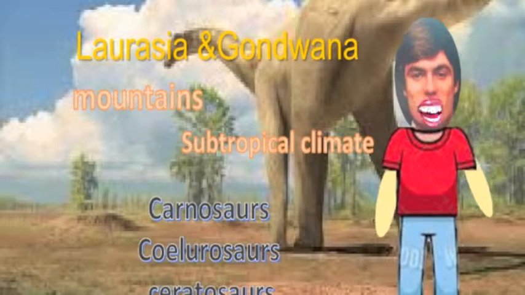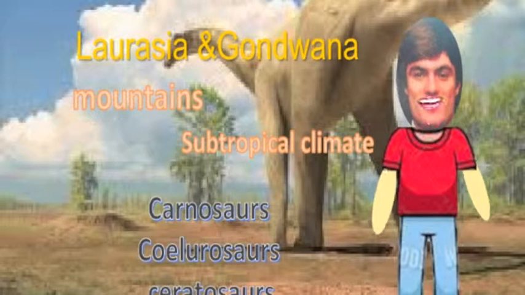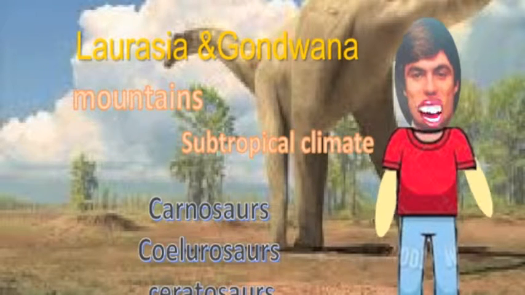The Gulf of Mexico and the North Atlantic Ocean came into existence, and mountains grew on the seafloor, pushing water onto the continents. The continent went from a hot and dry climate to a subtropical climate. Hunters at this time were the Carnosaurs and the Coelurosaurs.